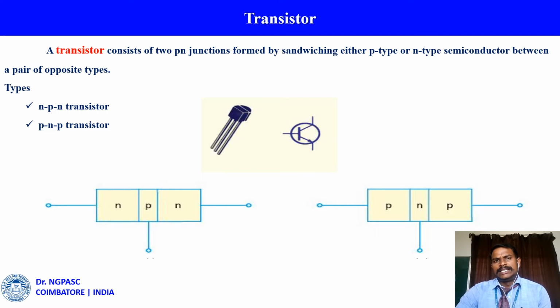So what is a transistor? A transistor consists of two p-n junctions formed by sandwiching either p-type or n-type semiconductor between a pair of opposite types. Accordingly, there are two types of transistor, namely the NPN transistor and the PNP transistor. The NPN transistor is composed of two N-type semiconductors separated by a thin section of P-type, as shown in the figure. The PNP transistor is formed with two P sections separated by an N section, as in figure 2.